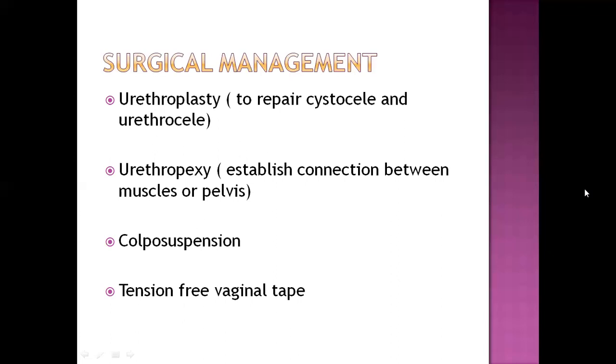Next is tension-free vaginal tape. This is the kind of tape which can be inserted from outside. We can surround the bladder along with the muscles by using this vaginal tape so that involuntary passage of urine can be controlled.